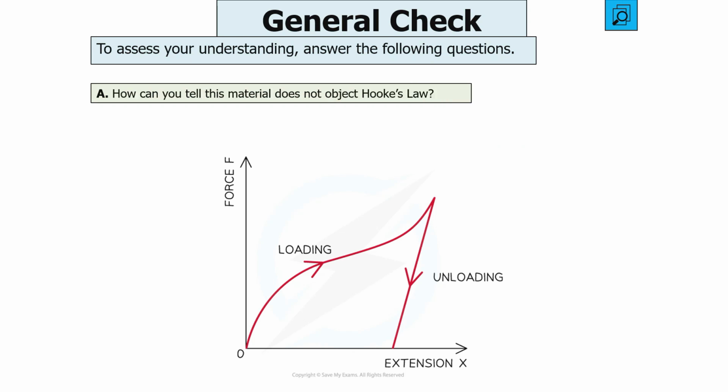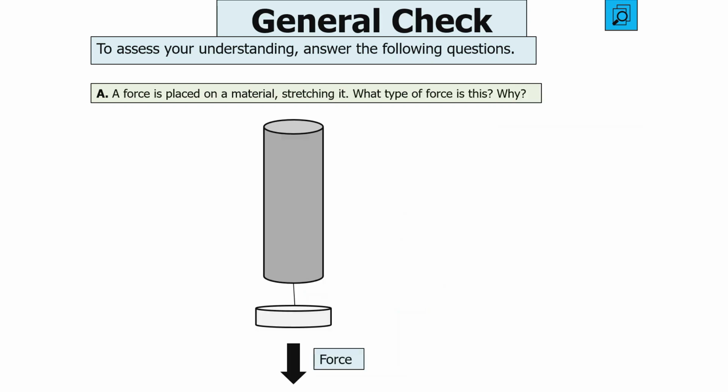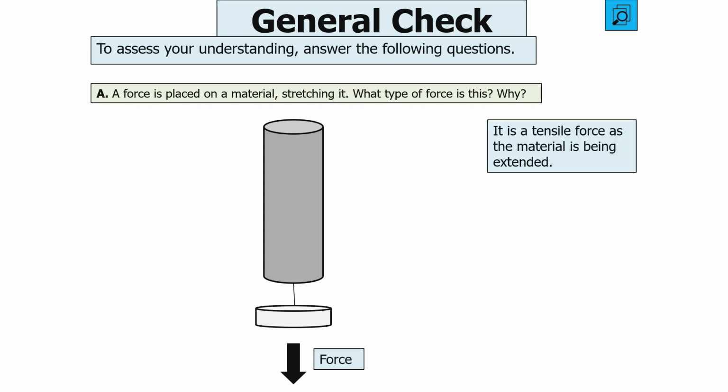How can you tell that this material does not obey Hooke's law? Pause the video now, unpause the video when you want to go through your answer. It's because the force extension graph is not a straight line. A force is placed on a material, stretching it. What type of force is this and why? Pause the video now, then unpause the video when you want to go through your answer. It is a tensile force, as the material is being extended.